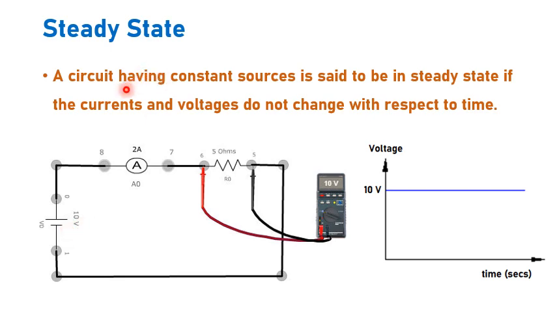So a circuit having constant sources is said to be in steady state if the current and voltage do not change with respect to time.